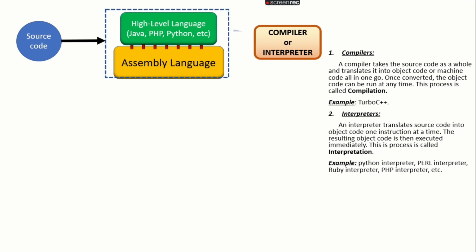An interpreter translates the source code into object code one instruction at a time, but the compiler does not. The compiler takes the whole program and converts it into object code all in one. So that's why a compiler takes the minimum time to execute a program, and an interpreter takes much more time. Some examples are compilers like Turbo C++ and Turbo C, and interpreters like the Python interpreter, Perl interpreter, Ruby interpreter, and PHP interpreter. Like that, your program is compiled or interpreted by these translators.